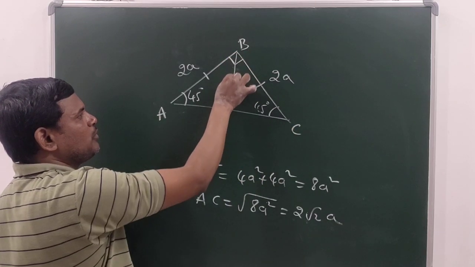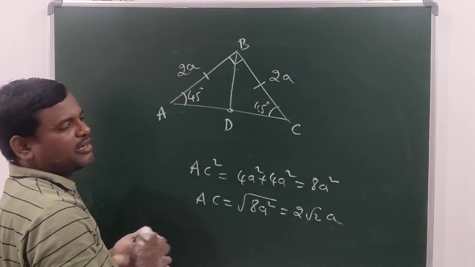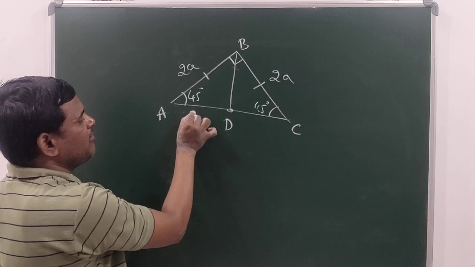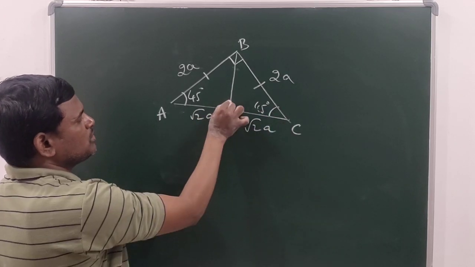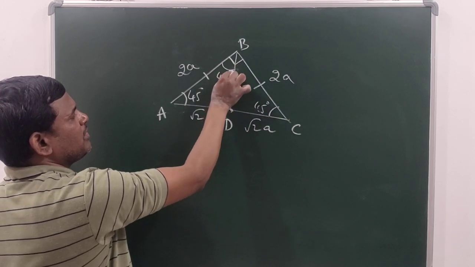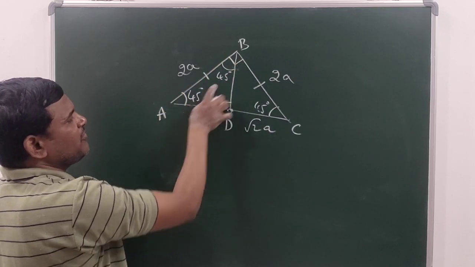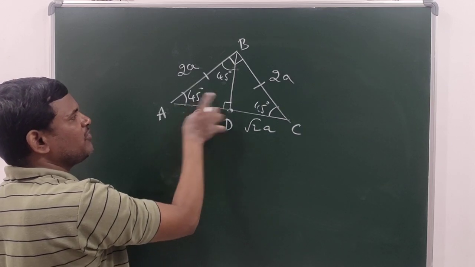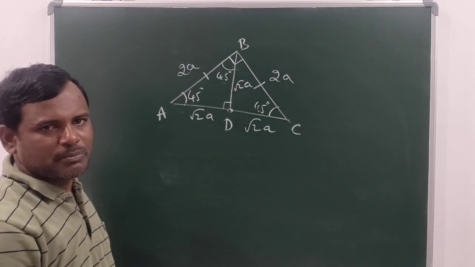Now drop an altitude from B to AC which meets the midpoint of AC. So total length is 2 root 2a, then AD will be root 2a and DC will be root 2a. So this is 90 degrees. This is 45. This will also be 45. Now take this right angle triangle: 90, 45, 45. This 45 has opposite side root 2a, then this other 45 opposite side length will also be root 2a by the geometrical property.